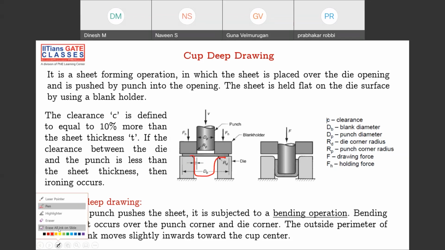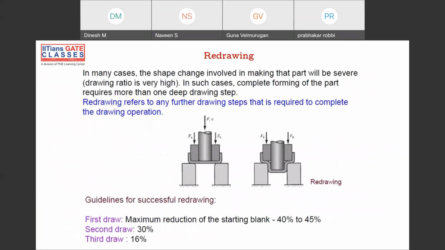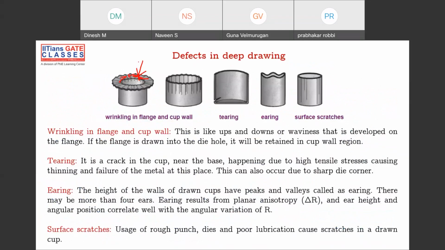If you are seeing the three-dimensional figure, it will be something like this. Okay, I didn't draw the diagram properly. I'll show you. Yeah, it represents like this. This is the cup here. I'm showing this diagram in the defects of deep drawing, but try to understand this is what is the cup.